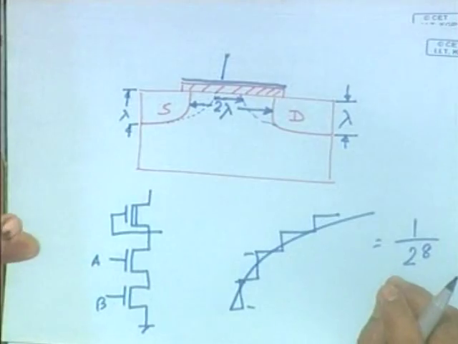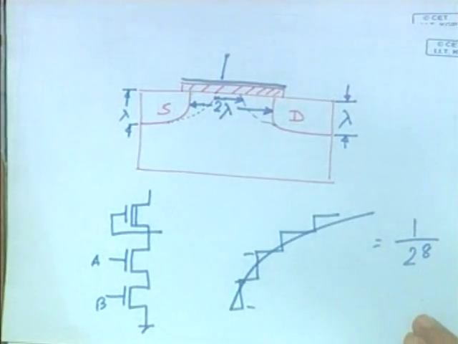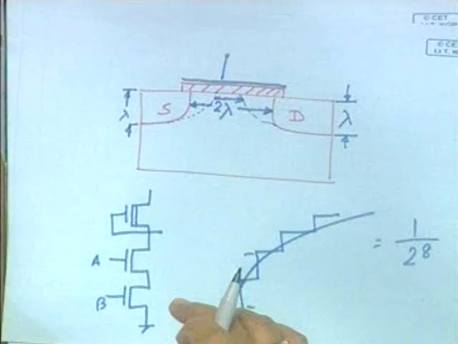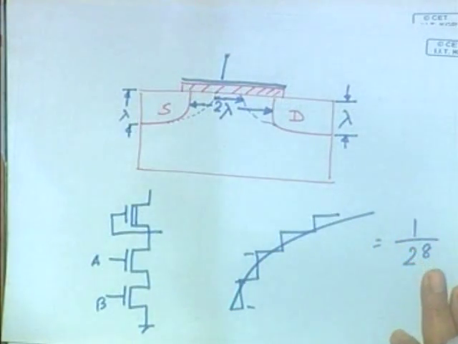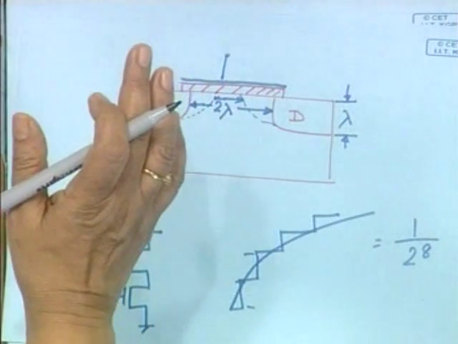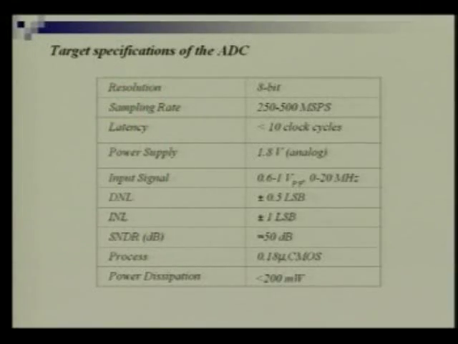But in each step it is not coming exactly the same. Somewhere it is becoming a little bit bigger, somewhere a little bit less. So DNL tells us that in each bit how much nonlinearity has come up. That is what we call DNL, differential nonlinearity. It should be 1 by 2 to the power of 8, but it is not coming. Somewhere it is small, somewhere it is big. They are giving the specification of 0.5 LSB that you can accept. Plus minus 0.5 LSB means if it is within that range, it is acceptable to the customer.